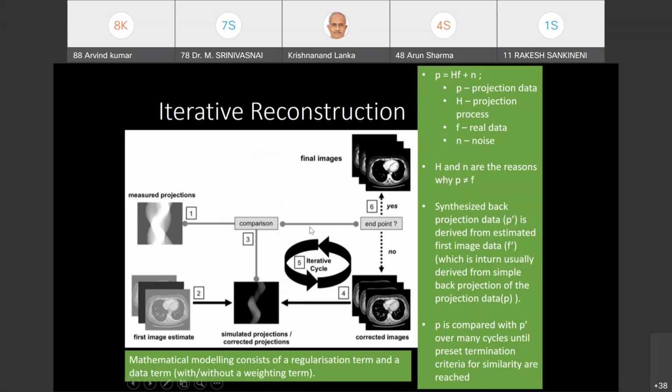This is how you do it: first you get the image estimates, then you check the corrected images. If the corrected image is not good, then you again go for simulated projections or corrected projections and compare them, and you try to do it iteratively, because it is all mathematics. So you can change the filters and other things as you do it, right?